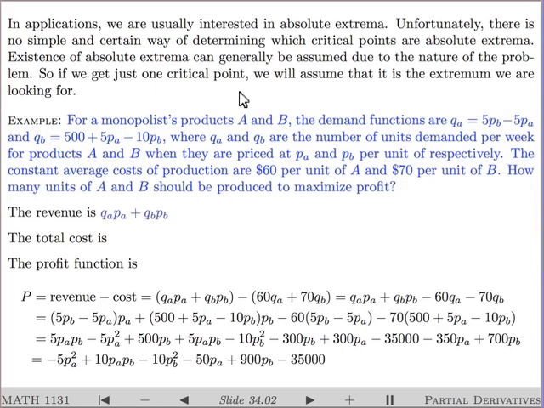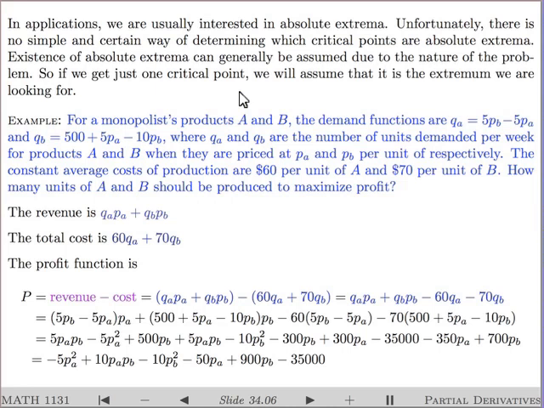The cost is $60 per unit of A. So for QA units, it's 60 QA. For B, it's 70 per unit. So for QB units, it's 70 QB. Revenue minus cost then is QA PA plus QB PB minus (60 QA plus 70 QB).